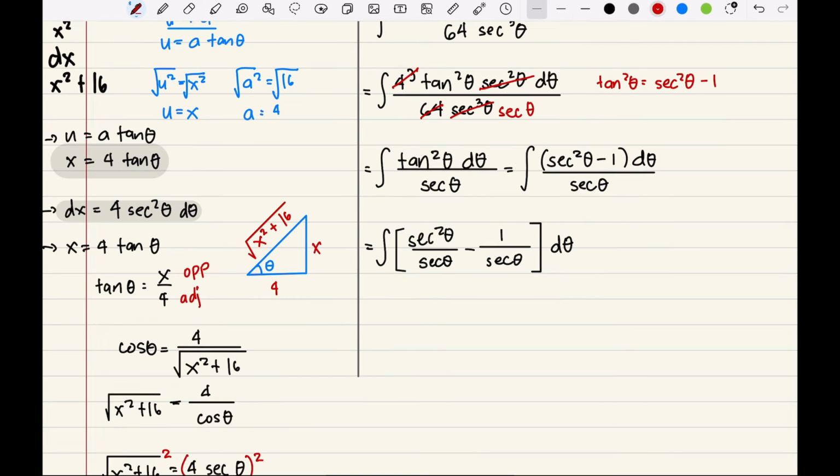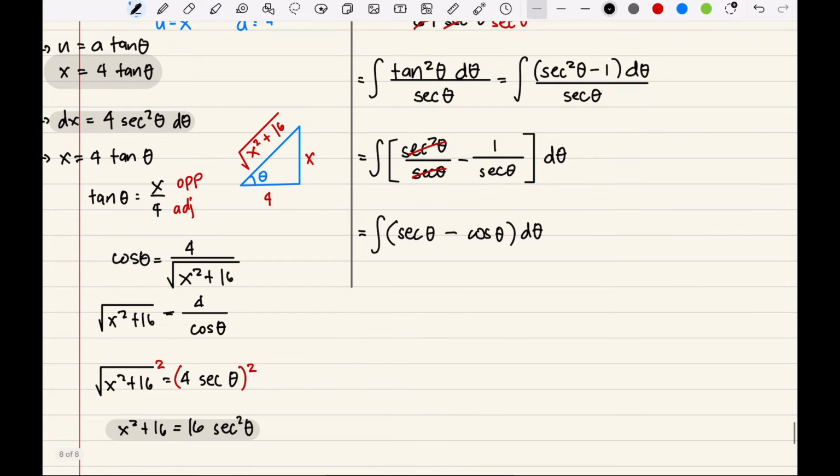And then i-simplify na lang natin yung equation natin. So secant theta will cancel dito. So we have the integral of, ang maiiwan na lang dito is sa numerator secant theta, and then minus the reciprocal of secant theta is cosine theta. And then we have d theta. And then we can now integrate this equation.